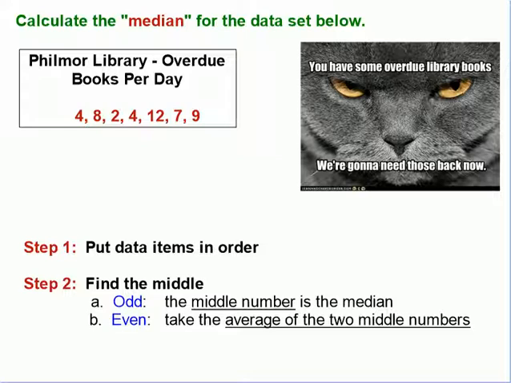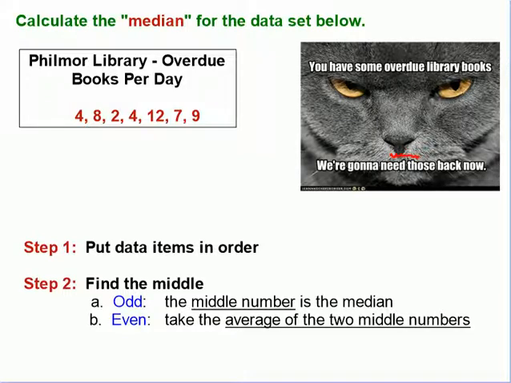Calculating the median is one of the simplest things you'll do as long as you follow the steps and put them in order. So we're going to calculate the median for the data set below. The Fillmore Library overdue books per day, so the number of books that were overdue each day. And here you have the very angry cat with a mustache. You have some overdue library books. We're going to need those back now.